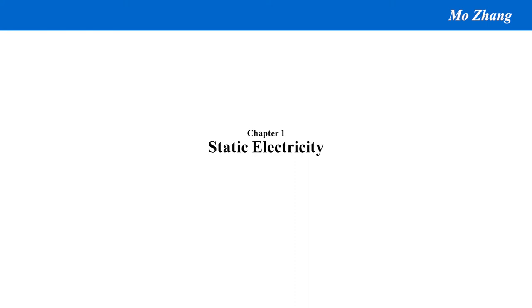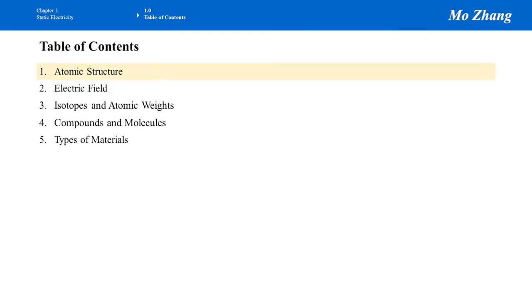This is Chapter 1, Static Electricity. Let's take a look at the table of contents. This is the table of contents of Chapter 1. Section 1.1 is the atomic structure. The next section we talk about electric field, and then isotopes and atomic weights, the compounds and the molecules, and at the end we talk about the types of materials.